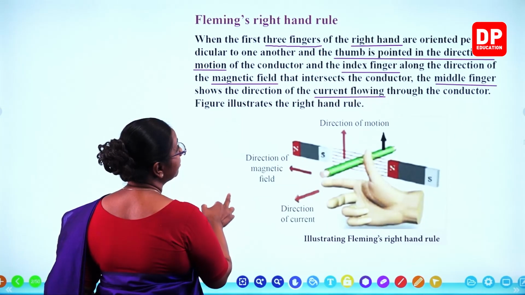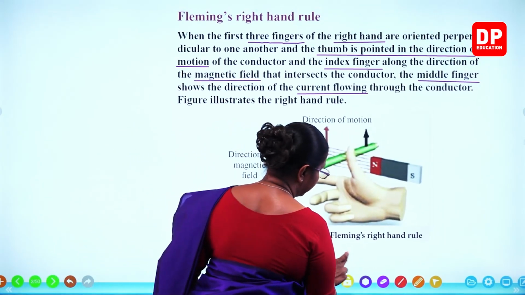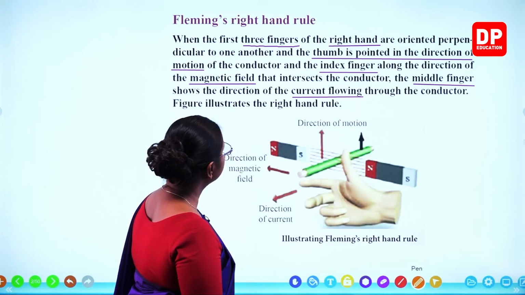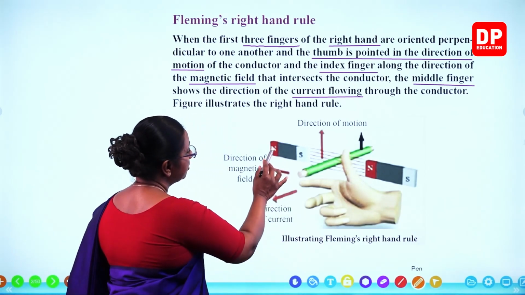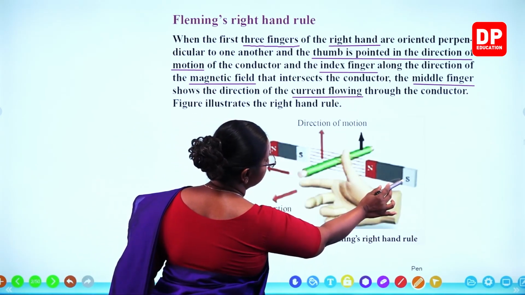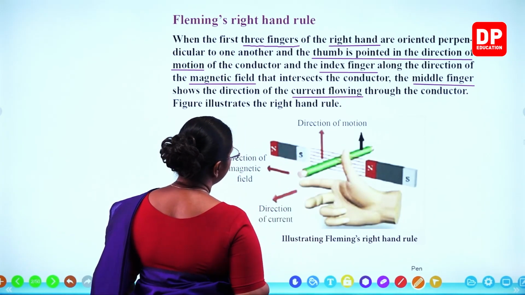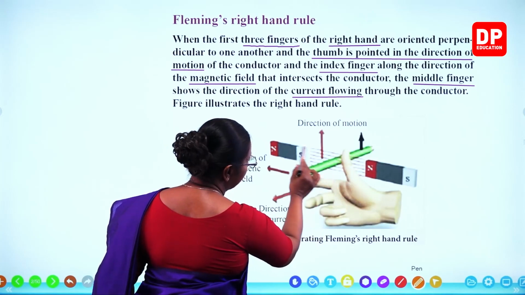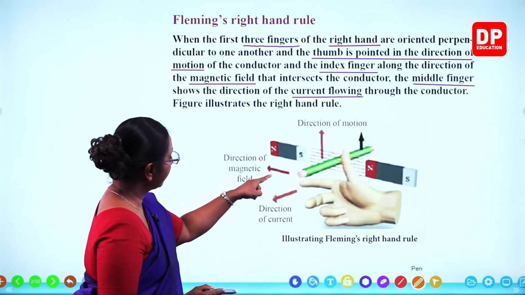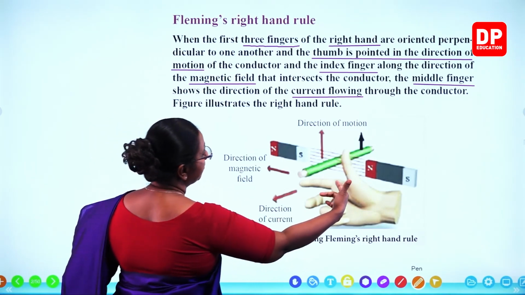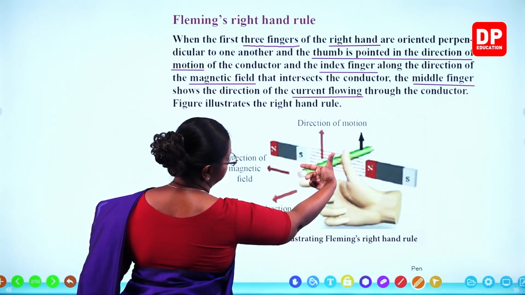Now if we look at the diagram, the figure given to you, here you can see it illustrating Fleming's right-hand rule. Here you can see north-south, there are two magnets. So north to south is the direction of the magnetic field. So the field lines are going to be this way. Here you can see the arrow direction of the magnetic field points this way.